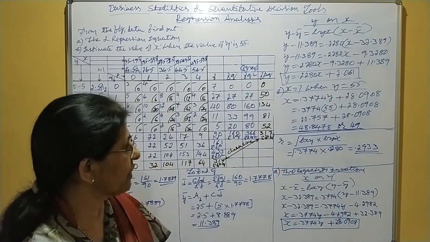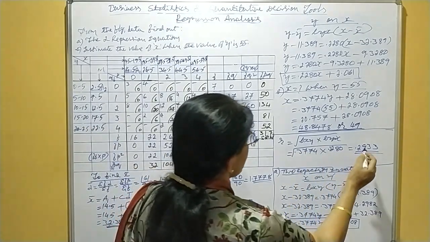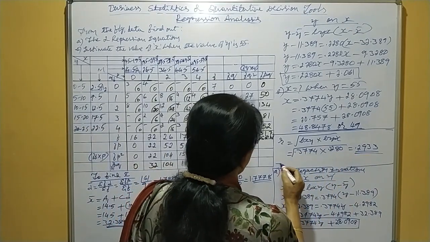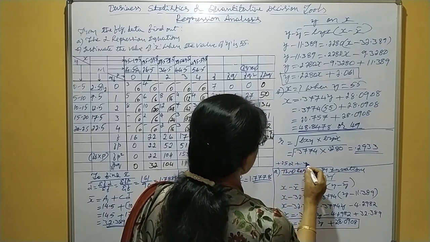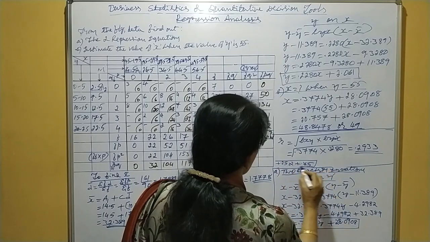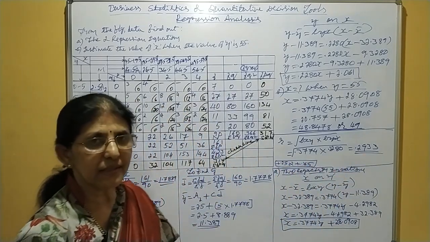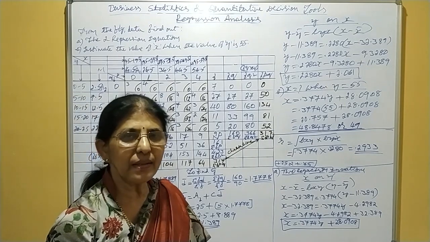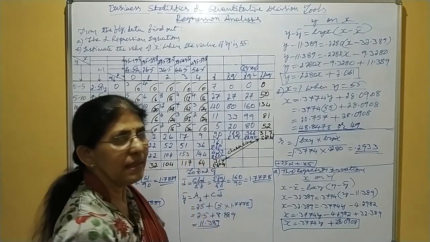And here you may give even the interpretation as usual. It lies between plus 0.25 and plus 0.75, isn't it? R lies between plus 0.25 and plus 0.75. That means there is a moderate degree of positive correlation between the two variables x and y.